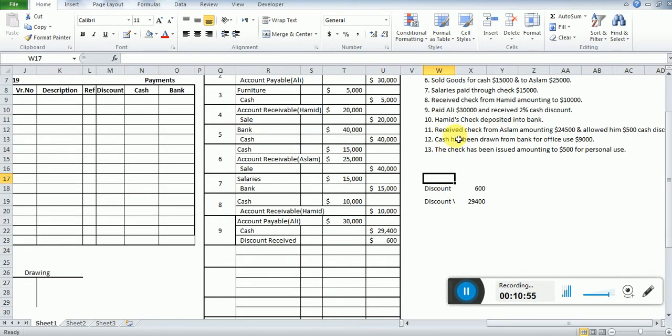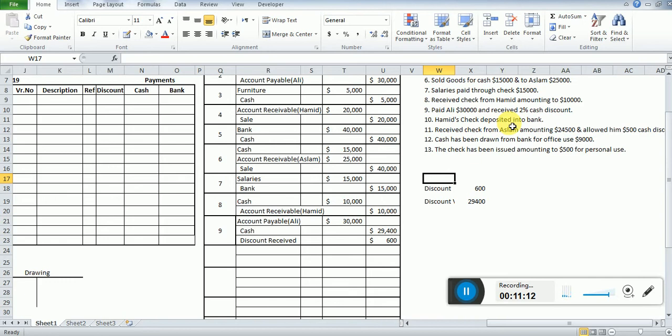Okay, Hamid's check deposited into the bank. So dear students, on the 8th we received a check from Hamid, and that is $10,000. And now after 1 day, it means on the 10th, we are depositing this amount into the bank.